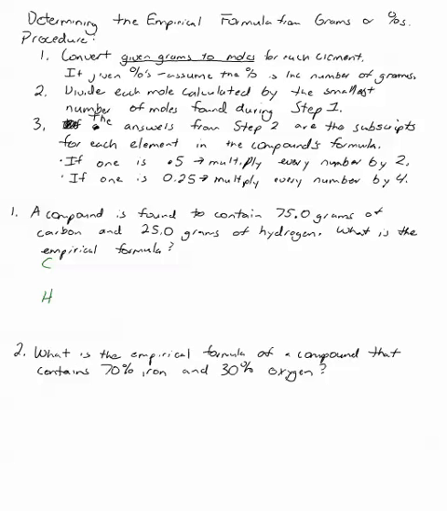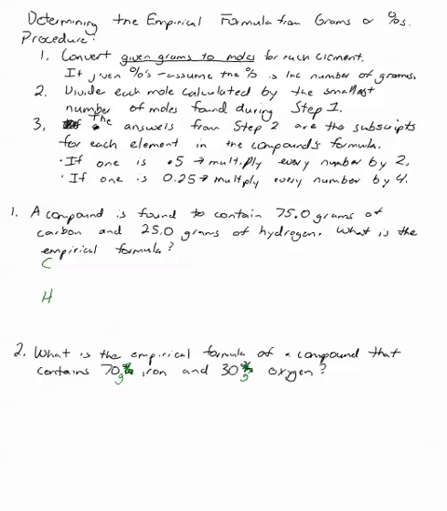Sometimes they won't give you the grams. They'll give you what's on number 2, where they give you percentages instead. It says, what is the empirical formula of a compound that contains 70% iron and 30% oxygen. If you get percentages, just cross out the percentage and write gram. Then you'll be good to go for step one, which is to convert the given grams to moles.